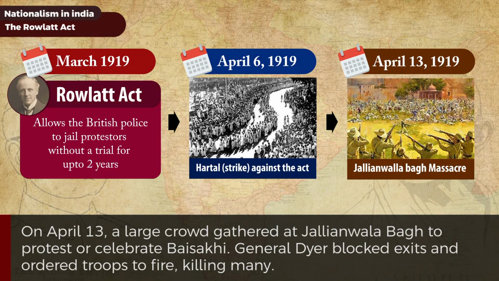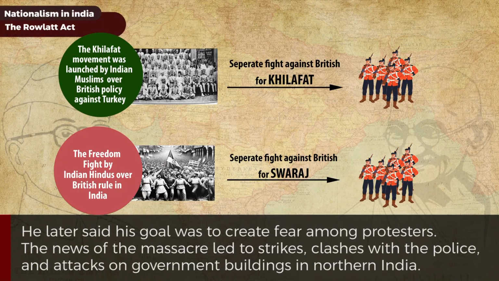On April 13, a large crowd gathered at Jallianwala Bagh to protest or celebrate Baisakhi. General Dyer blocked exits and ordered troops to fire, killing many. He later said his goal was to create fear among protesters.